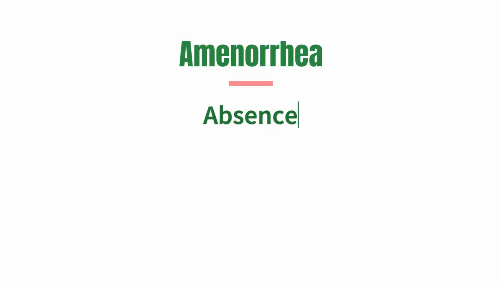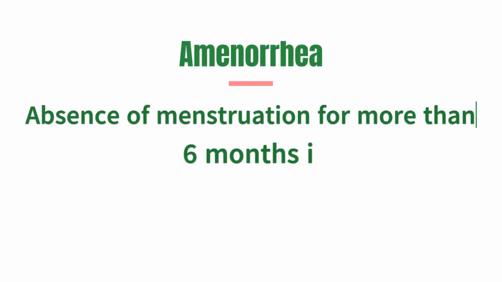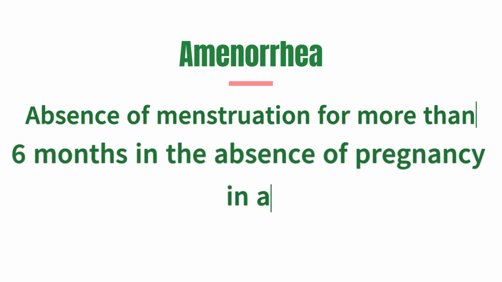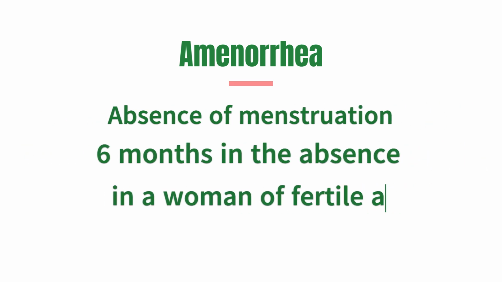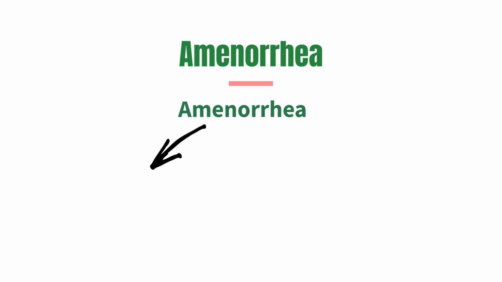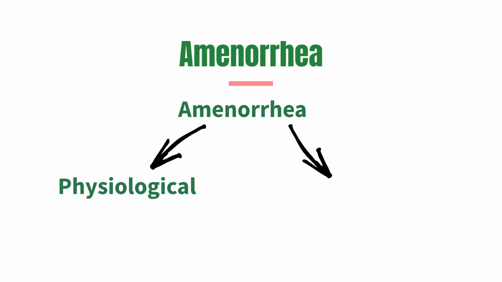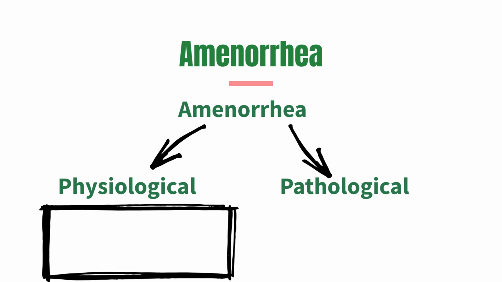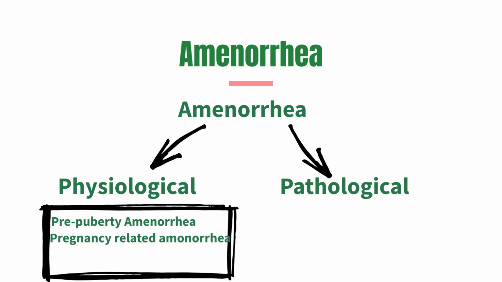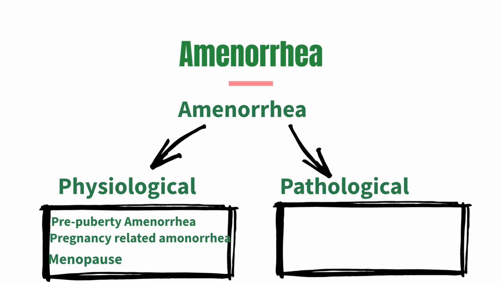So, what is amenorrhea? Amenorrhea is absence of menstruation for more than 6 months in the absence of pregnancy in a woman of fertile age. Amenorrhea is divided into two types, physiological and pathological. Physiological is further divided into three types, pre-puberty amenorrhea, pregnancy-related amenorrhea, and menopause. Pathological is divided into two types, primary and secondary.